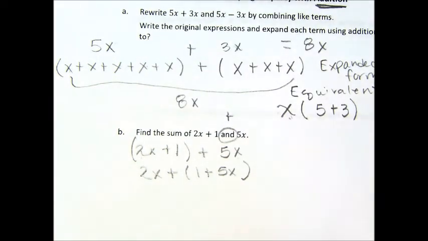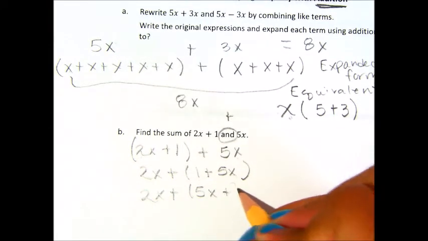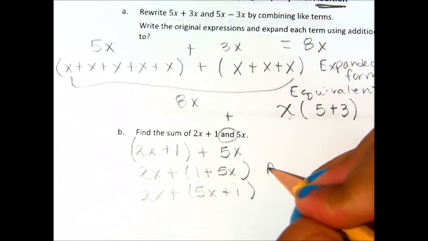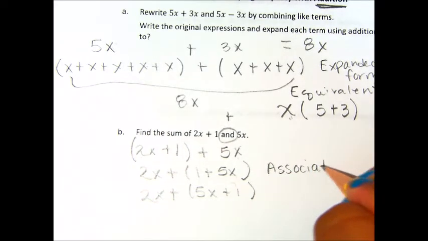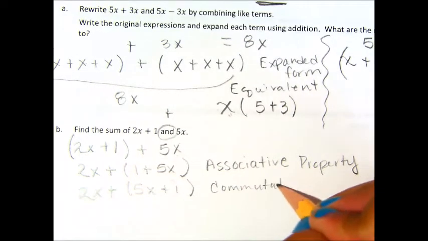I can now use the commutative property to help me switch the order of terms inside my parentheses. What would that look like? Yeah, that would look like 2x plus (5x plus 1). Again, in each row, I've just generated an equivalent expression by applying a property of operations. On the second row, I applied the associative property. And on the third row, I've applied the commutative property.